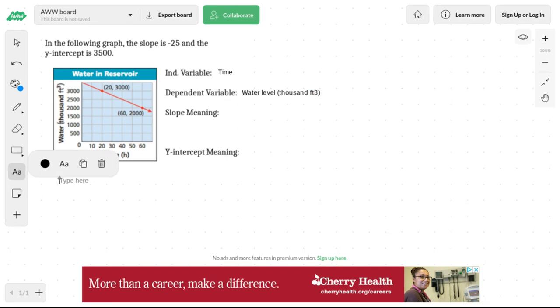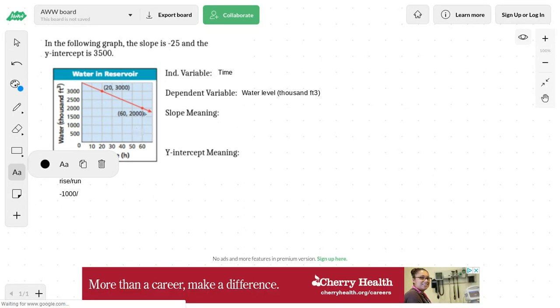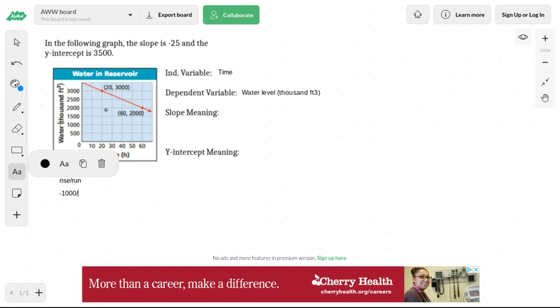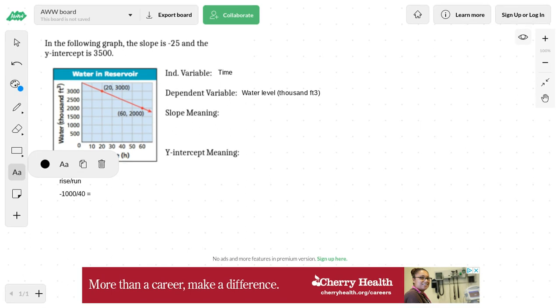So if I'm counting the slope, rise over run, well, from this point to this point, I'm rising down 2, but it's really going down 1,000. So I'm going to go negative 1,000 over, I'm running 1, 2, 3, 4, but really, again, we're counting by tens, so that's 40. And if I simplify that, negative 1,000 over 40, that gives me negative 25.